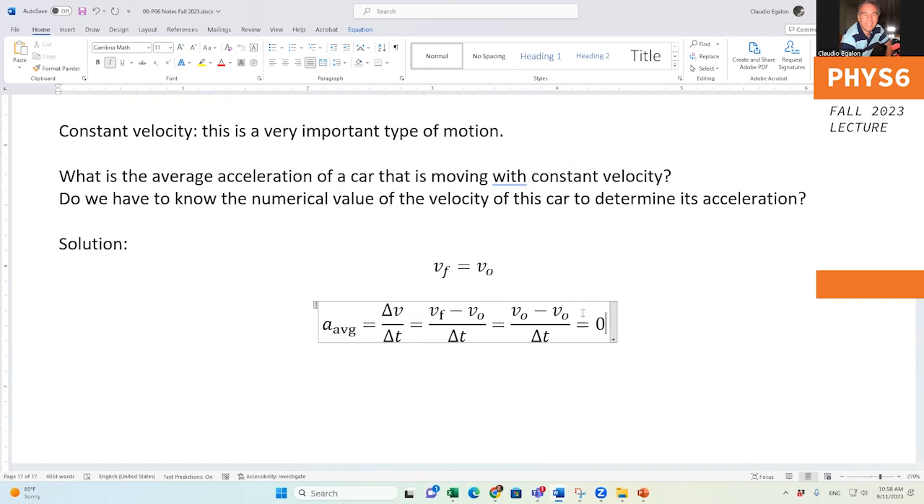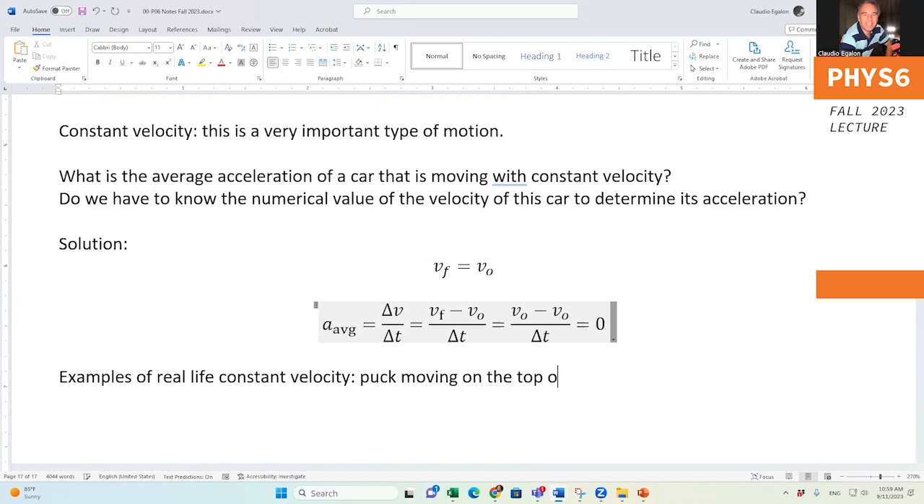We find this type of motion in many cases, okay? Examples of constant velocity. Examples of real life constant velocity. Puck moving on the top of an air hockey table.